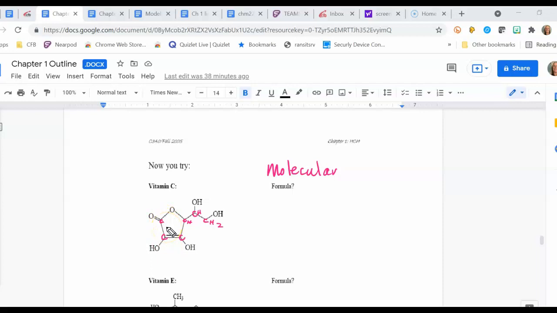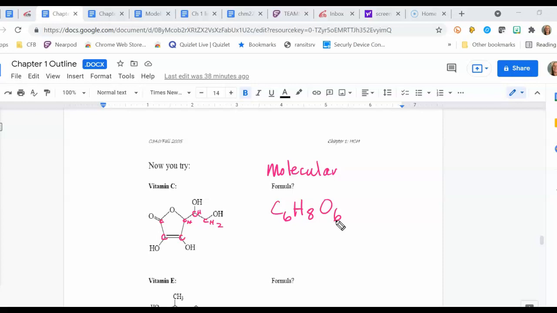So for my molecular formula, I would count up my number of carbons, hydrogens, and oxygens. Let's count carbons first. 1, 2, 3, 4, 5, 6. C6. Hydrogens. 1, 2, 3, 4, 5, 6, 7, 8. H8. And oxygens. 1, 2, 3, 4, 5, 6. And there we go. That is our molecular formula that goes with it.